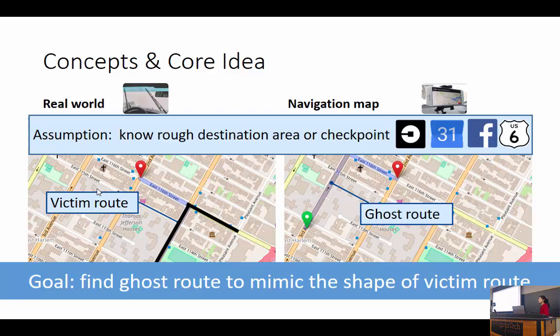And also, sometimes there are landmarks. For example, there are bridges, tunnels, etc. So you know that people, when they go to work, usually go through that same bridge, same tunnel. And so those kinds of things can give you a rough idea about the destination or where the user is going. And that is enough for attackers to figure out how to find the proper ghost route to match the victim route.